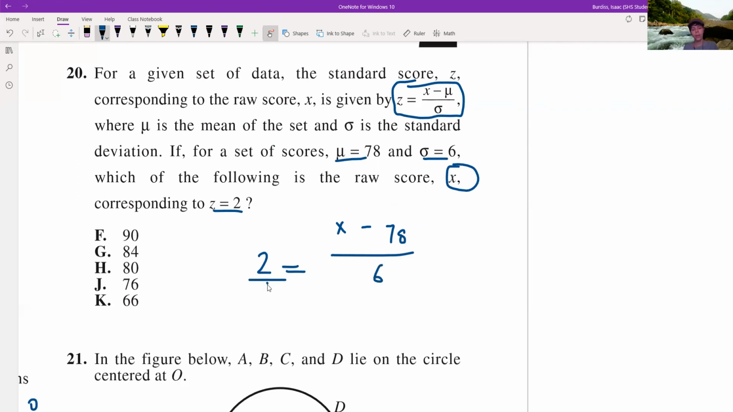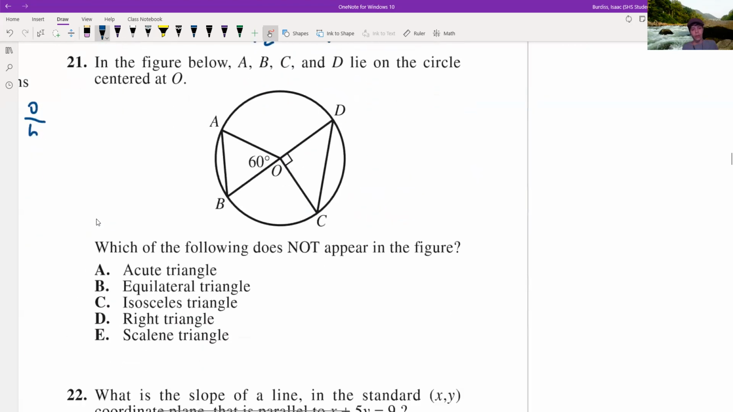Okay, and we can kind of make this, we can cross multiply. 2 times 6 is 12. And then we get x minus 78. So you would add 78 to both sides, and x is 90.